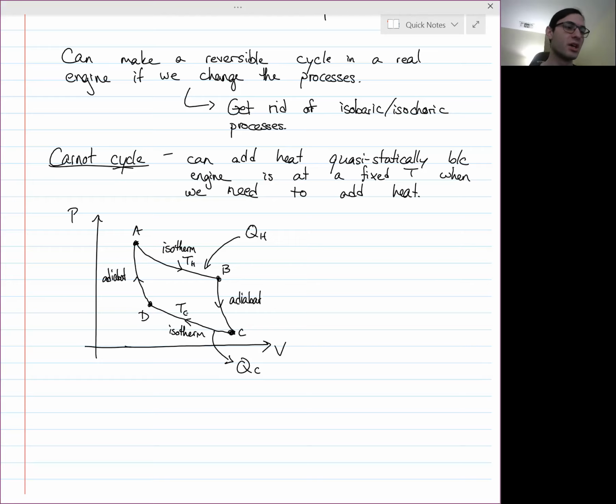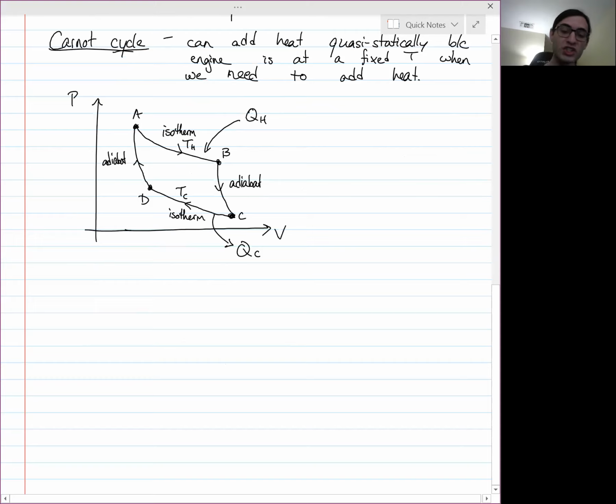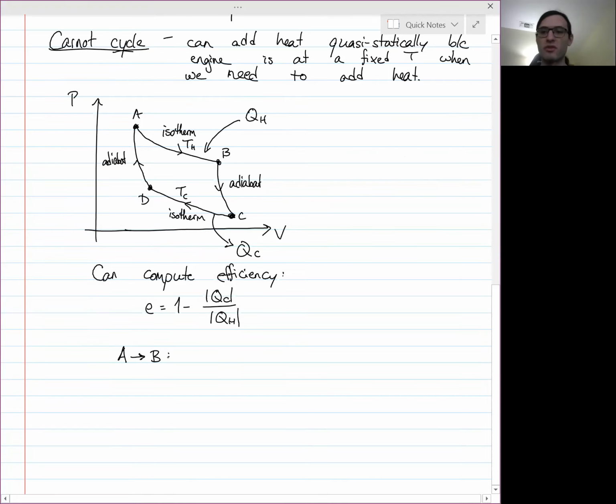But anyway, just as before, we can compute efficiency. Remember, it's 1 minus QC over QH, absolute value of all of those. So E is 1 minus the absolute value of QC over QH. We know things about what's happening in the process from A to B. Our goal is to figure out what QC and QH are in terms of the various state variables of the process.